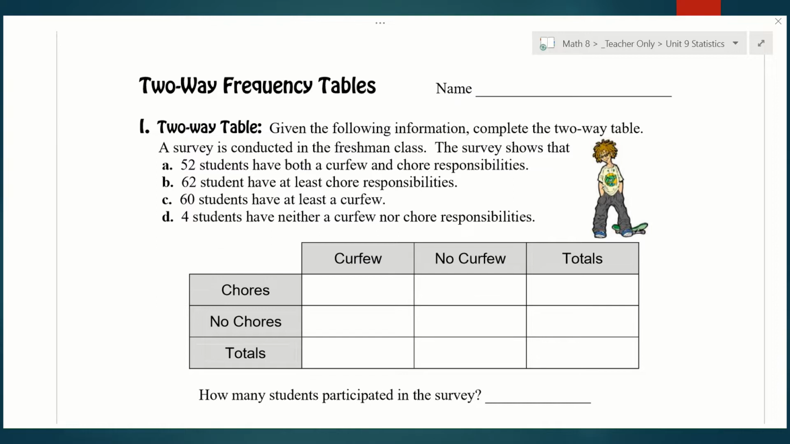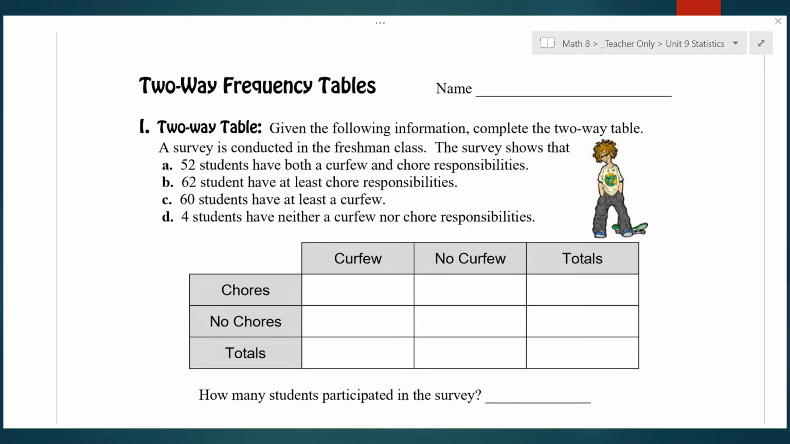The survey shows that A, 52 students have both a curfew and chore responsibilities. B, 62 students have at least chore responsibilities. C, 60 students have at least a curfew. And D, 4 students have neither a curfew nor chore responsibilities.